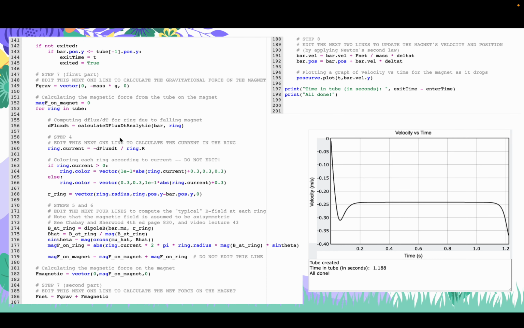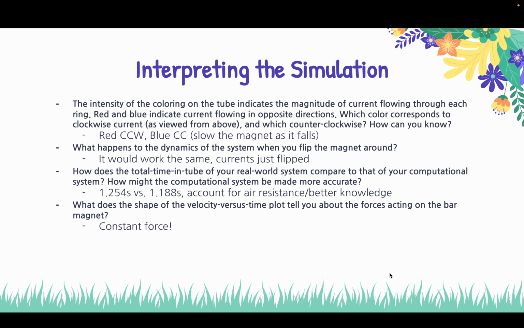And then on this next slide, I just made the gravity vector and then calculated the net force by adding the gravity and the magnetic force together. And then finally over here, just position and velocity update using Newton's second law. And finally, down here we have our results. This is the velocity versus time graph, and as you can see, it's pretty constant right here. And then the time that it spent in the tube, which was 1.188 seconds.